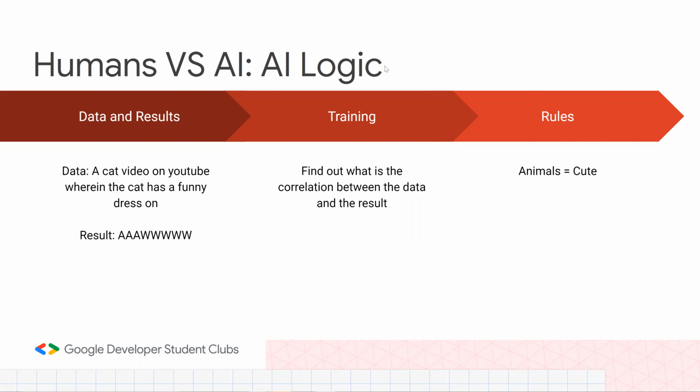Quick question. So in this case, the AI is recognizing the pixels, I guess, on a screen and trying to correlate it with the results, right? Yeah. Okay, cool.